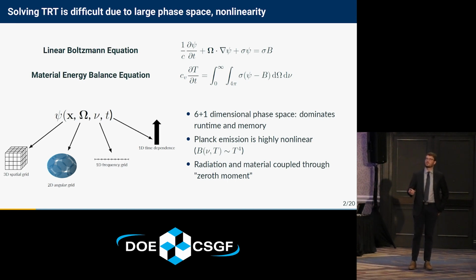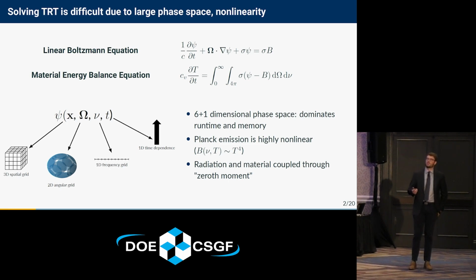These two equations are the equations of thermal radiative transfer. We have a kinetic equation, a Boltzmann transport equation. It has a very large phase space, 7 dimensions, corresponding to a photon located in 3-dimensional space. It has 2-dimensional direction, 1-dimensional frequency, and then it's located in time as well.